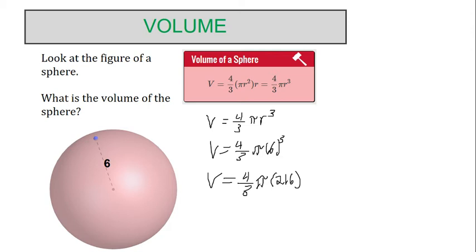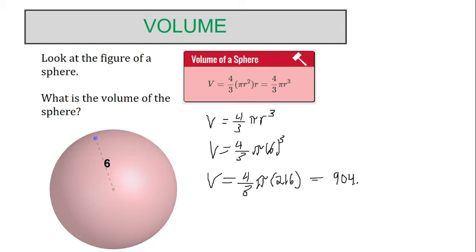If I just wanted the decimal equivalent right now, I would literally go on my calculator and do 4 times 3.14 times 216, hit the equal sign, and then divide by 3. I'm going to do that this time just to see what we get. So I'm going to write 4 times 3.14 times 216, hit my equal sign, and I get a number, and then I have to divide that by 3. That's the last step. And when I do that, I get about 904.32.